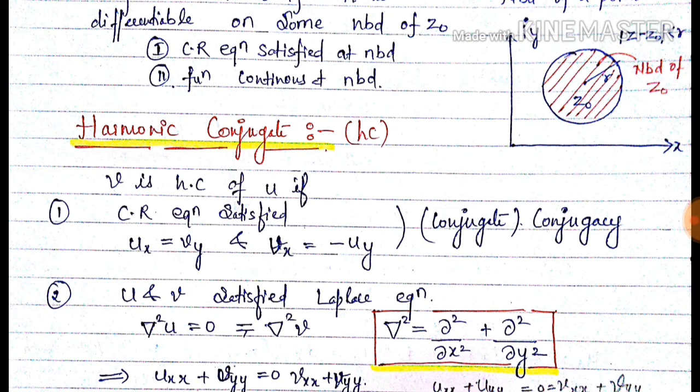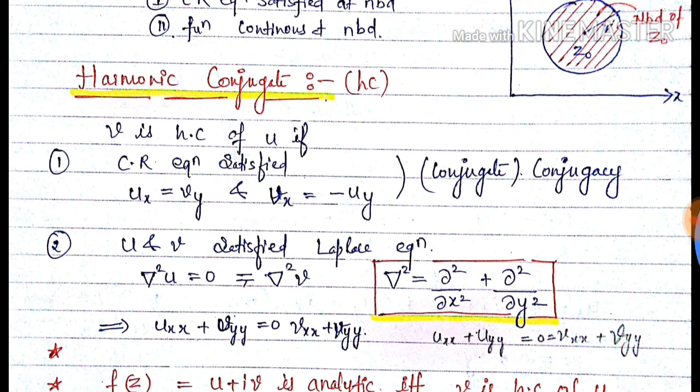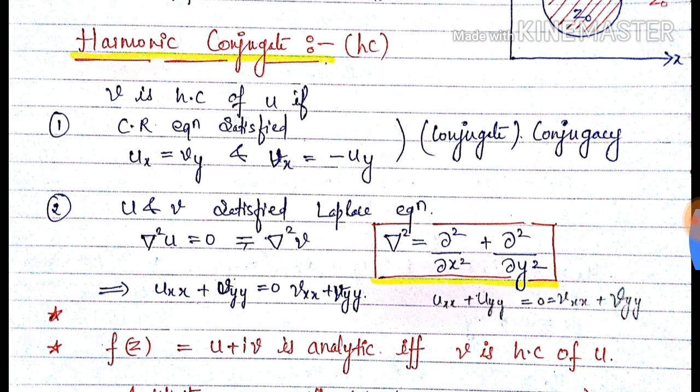Now the second one is the harmonic conjugate. So what is a harmonic conjugate? v is the harmonic conjugate of u if the Cauchy-Riemann equations are satisfied: ux = vy and vx = minus uy. This is called conjugacy, where ux represents del u by del x and vy represents del v by del y. So these are the equations.